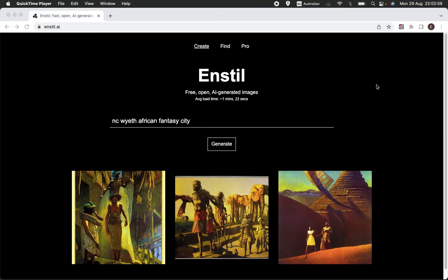who I quite like. And I found that doing so gives the results a particular colour palette that I quite like. N.C. Wyeth has a very distinctive colour palette. He often painted things as if they were either at sunrise or sunset. You can see that particularly in the result on the right. There's a lot of purple and orange, sort of sunsetty colours.